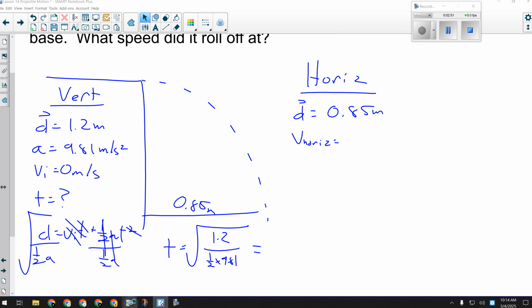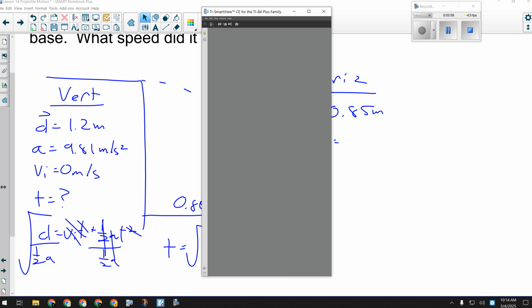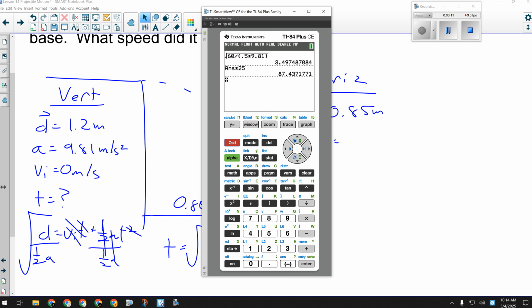Okay, and I forgot to fire up my calculator. What did that come out to, guys? 4.5. That seems really big. Did you forget square root? Oh wait, yeah. Okay, so square root of 1.2 divided by 0.5 times 9.81. Okay, so 0.49 seconds. Takes half a second for it to fall to the ground.